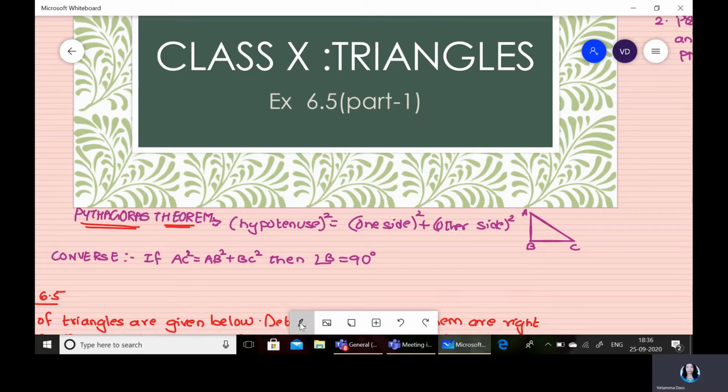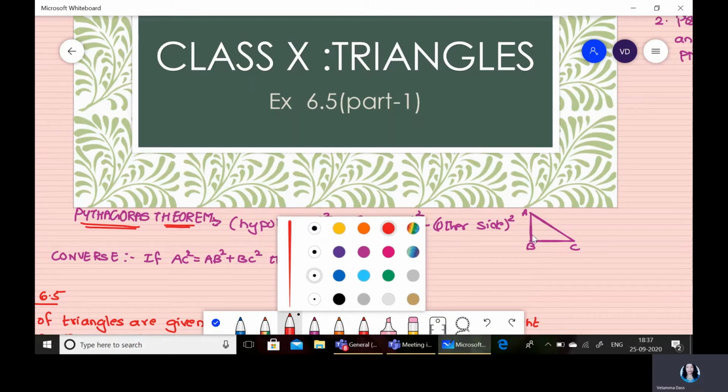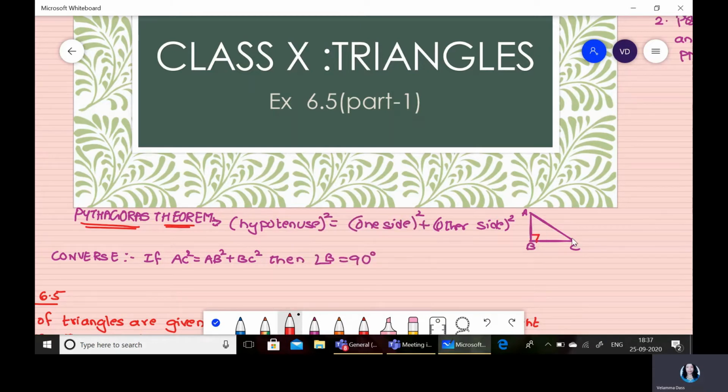That means if you have a right angle triangle, let's take a small example, triangle ABC. In a right angle triangle, the square of the hypotenuse equals the sum of the squares of the other two sides. When I apply Pythagoras theorem here, I know that the hypotenuse is AC, so AC square equals AB square plus BC square.